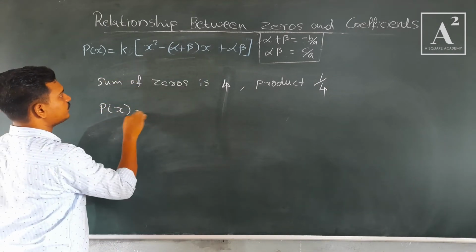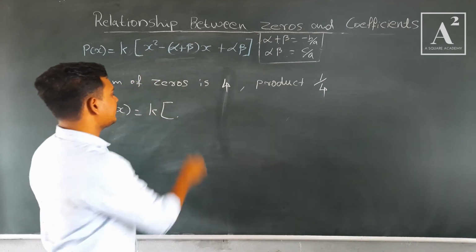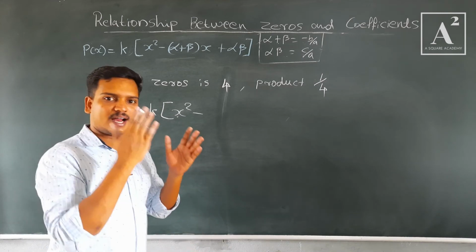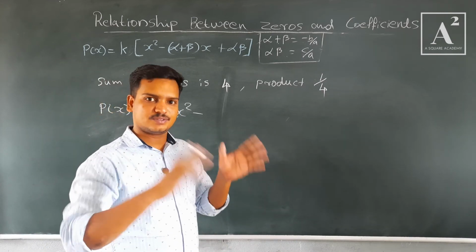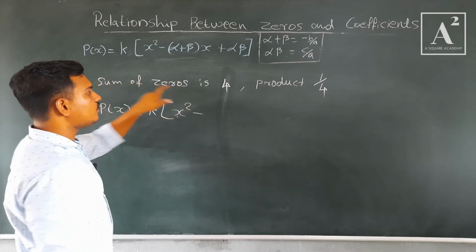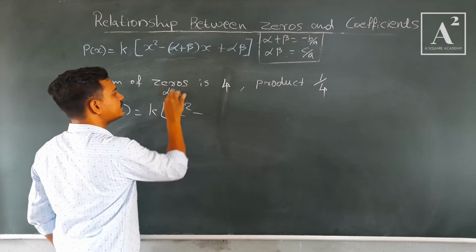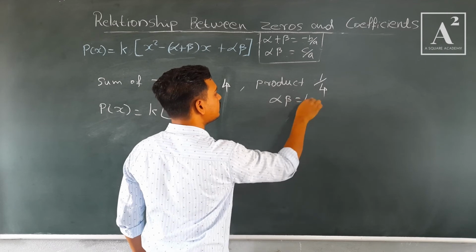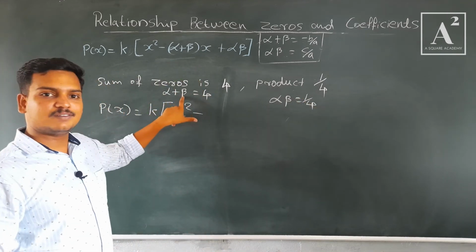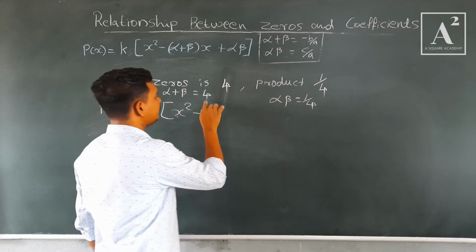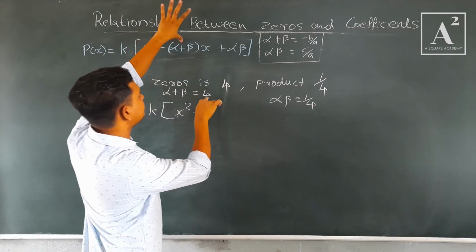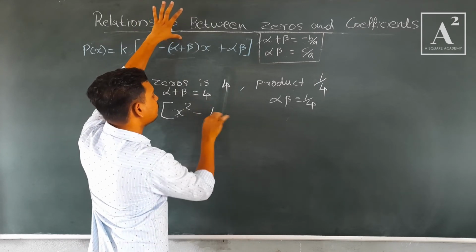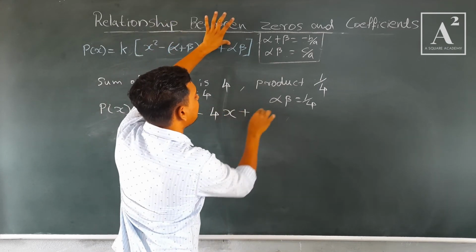So p of x is equal to k times x square minus. In the previous example we first added alpha and beta, but observe here, the sum of the zeros is 4. So they already said alpha plus beta is equal to 4, and the product is 1 by 4, which means alpha beta is equal to 1 by 4, right? So here you already have the sum and product. Just place alpha plus beta here and alpha beta here. So minus is already present, and 4 x plus alpha beta, 1 by 4.